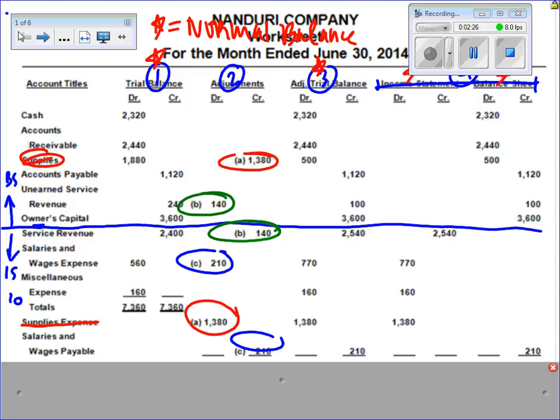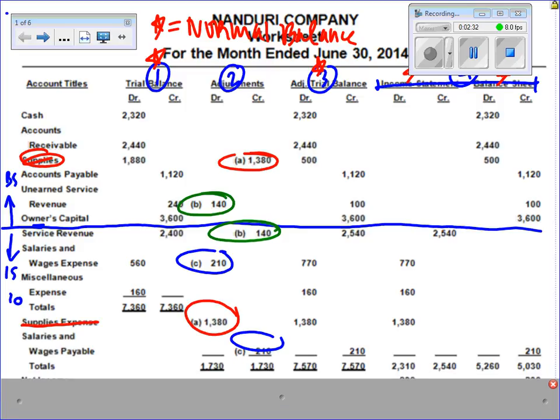So we've done these 3 adjusting entries. The book asked us to. But before we move on to step 3, we simply have to total it. So put that $1,730 in the total for the adjusting entry columns.